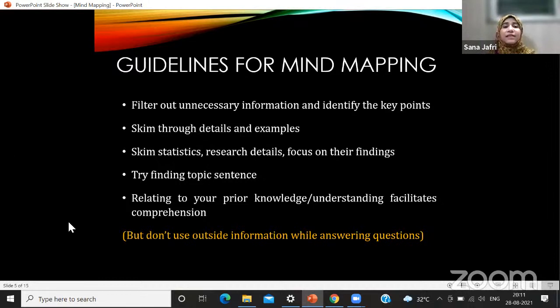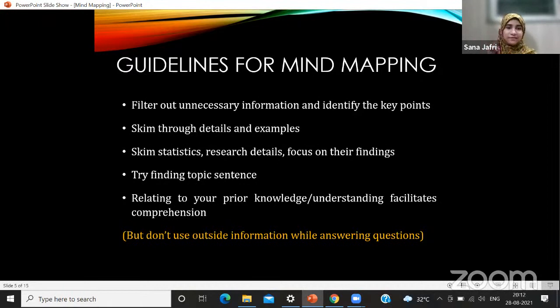Okay. Next is relating to your prior knowledge or understanding. It facilitates comprehension. See, what I'm trying to say is that if, of course, I have read enough on economics, and say I'm reading about per capita income, it will make sense to me. Or the passage talks about some macroeconomic indicators. Of course, I already have conceptual knowledge about it, so I can relate to all that I know. It's going to help me.